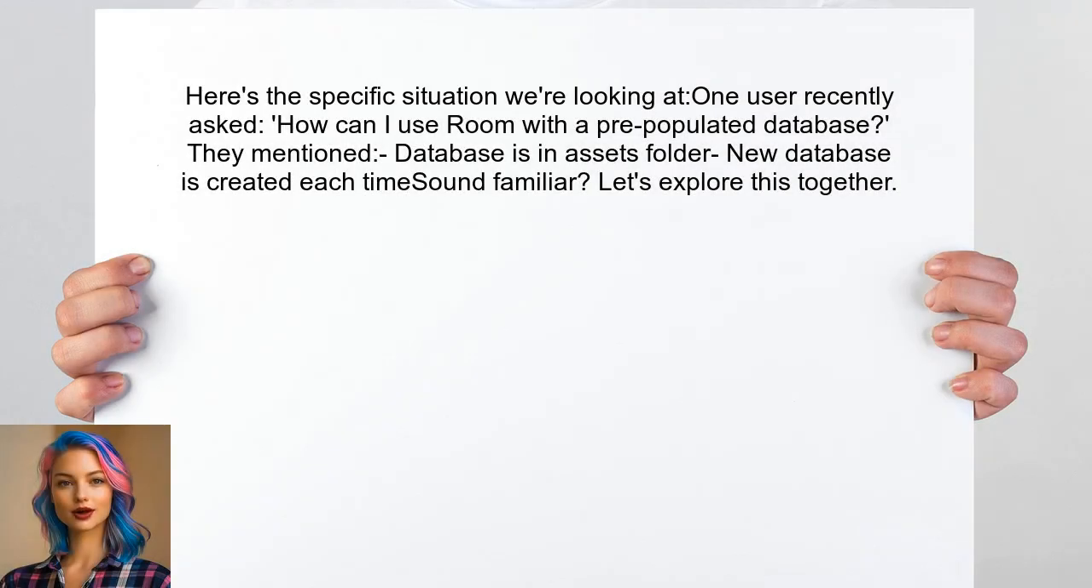Here's the specific situation we're looking at. One user recently asked, "How can I use Room with a pre-populated database?" They mentioned that they placed their database in the Assets folder, but are still seeing a new database created each time. Sound familiar? Let's explore this together.